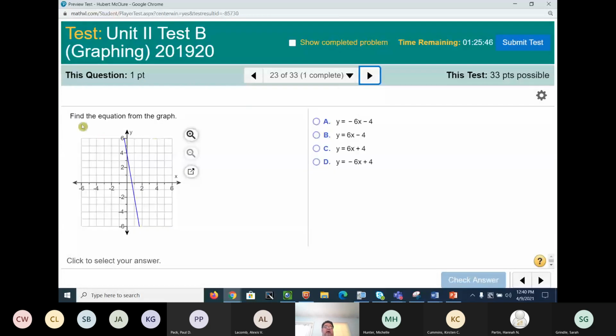Okay, here's one. Find the equation from the graph. All right, let's do this one because I didn't do too many of these, so I'll do it for you. Now remember, keep it simple. You always want to try to find points that are simple. You don't want to find points that are decimals. You don't want to use points that are fractions. You want to find 2 points that will make life simple.